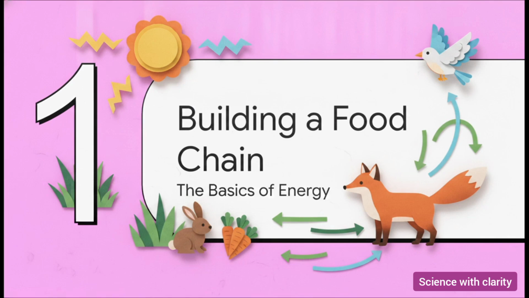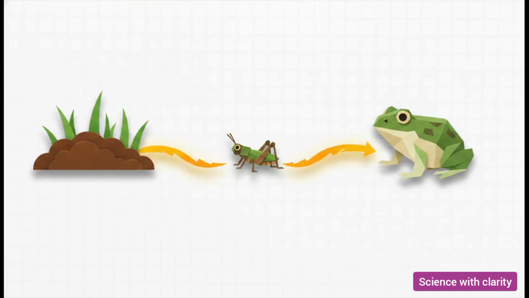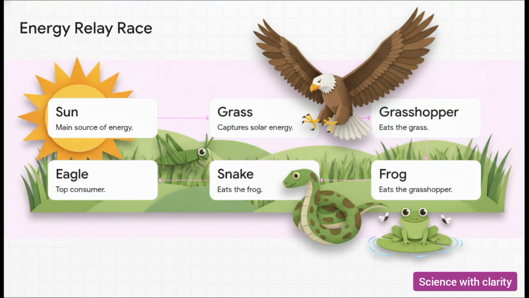Section 1, building a food chain. Let's look at the basics of energy. What's really cool here is how straightforward this concept actually is when you break it down. A food chain is simply a sequence showing how energy and nutrients pass from one organism to another through feeding. But actually, scratch that. Don't just think of it as a dry list of animals in a textbook. Think of it as pure forward motion. It's literally the path of fuel moving from the earth directly into the biological engine of living creatures.